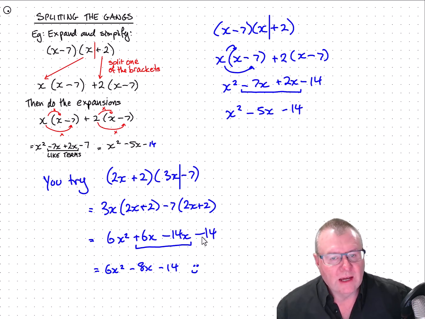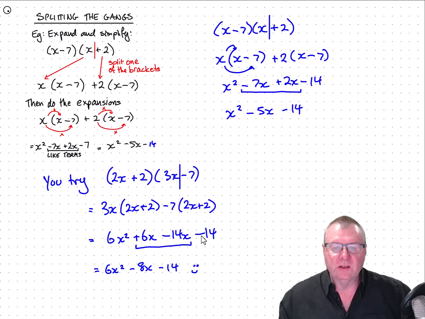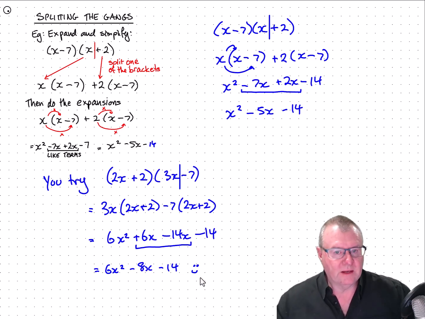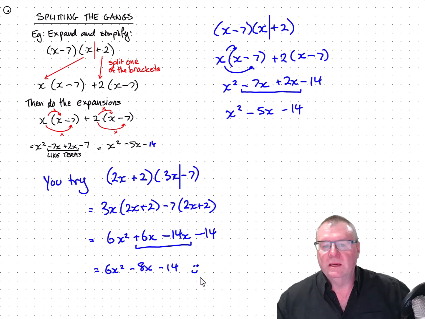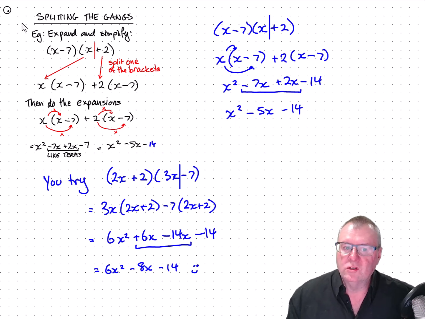Before I can finish, I have to simplify any like terms that I see. I've got 6x and a minus 14x. So 6 minus 14 is minus 8. So this will become a minus 8x. So the 6x squared didn't change. This bit becomes the minus 8x. Minus 14. Happy days. I hope you got the same as me when you split your gangs. Good job. Well done.